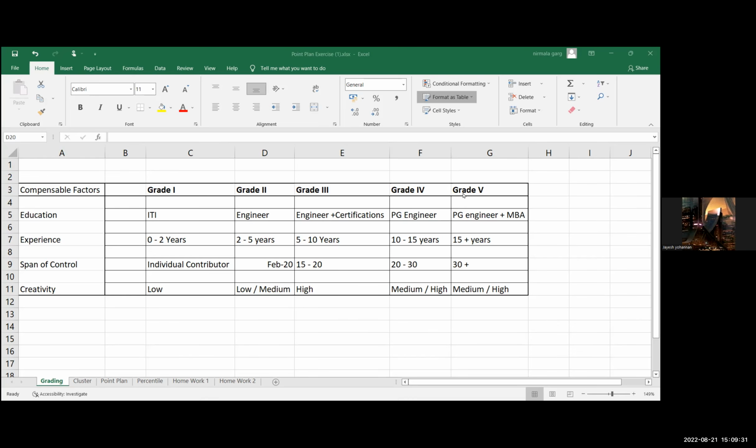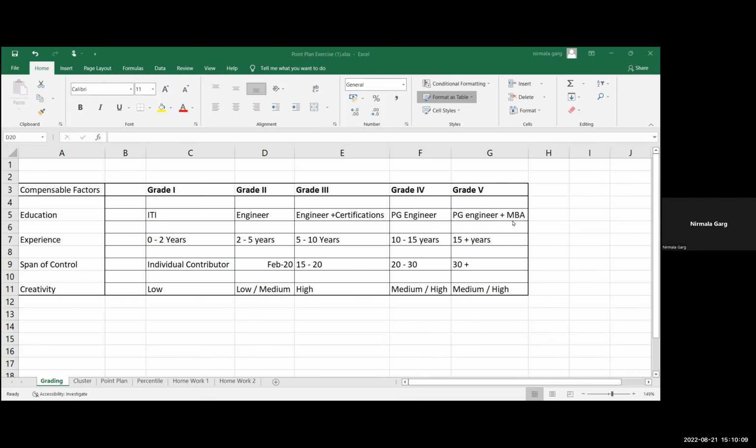Now, the third step, what do you need to do? In order to classify your jobs, I need to write descriptors, that is, define education for every grade. These are called descriptors. For example, I have written for education in grade 1, ITI, etc. Grade 2, engineering. Grade 3, engineering with certifications. Grade 4, a postgraduate with engineering. Grade 5, engineering with MBA.